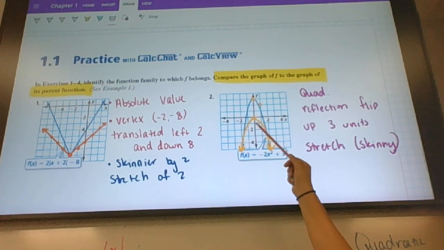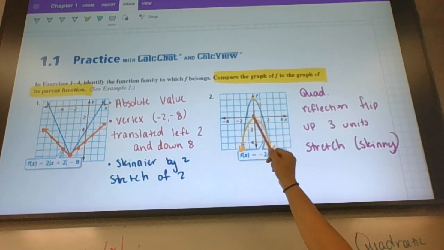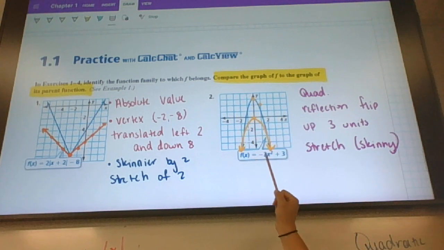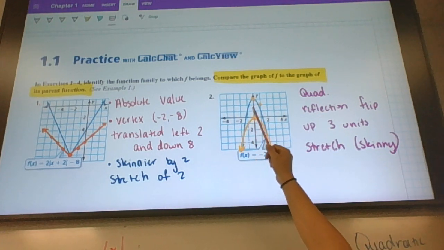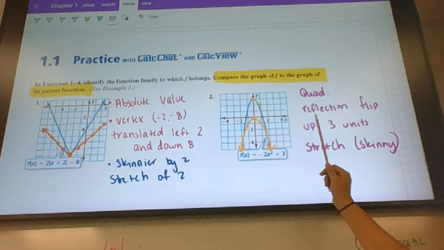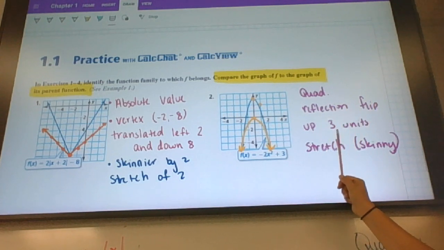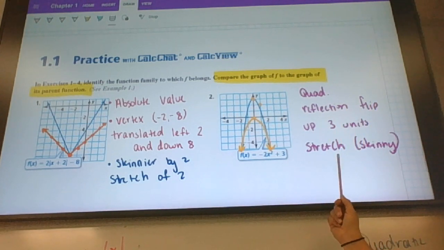Now this yellow one that I drew is if it was just a reflection. It would be a perfect flip. So the parent function is right at the middle origin. If it was just flipped, it would look like this. So it's been flipped and then it's been moved up 3. So it's a reflection up 3 units and it's actually a little bit skinny.